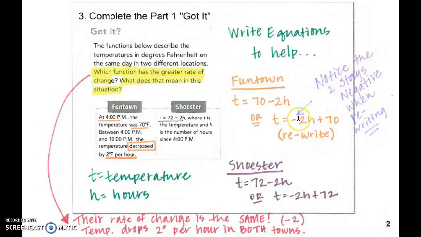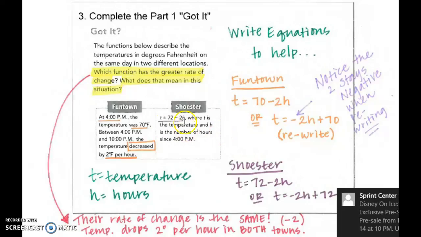Notice the 2h stays negative because it's being subtracted. It's a decrease in amount. It's a negative slope of 2 degrees per hour. Now that these are done, you can go down here to Schuster and see that temperature equals 72 minus 2h. They gave that right there. I'm going to rewrite that one as well: t equals negative 2h plus 72.